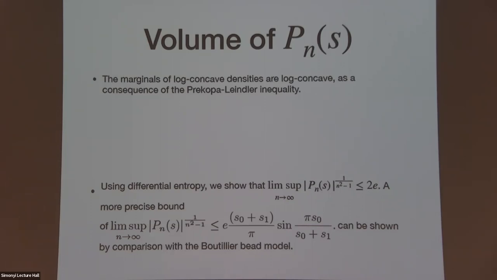But if you have any probability distribution which is bounded above by 2 and has no bound below, and has mean 0, which is the case here, the differential entropy can be bounded above in this fashion. So that gives you an upper bound on the differential entropy. A better bound for this can be obtained using a comparison to the Boutillier bead model, but that will not be necessary for us.